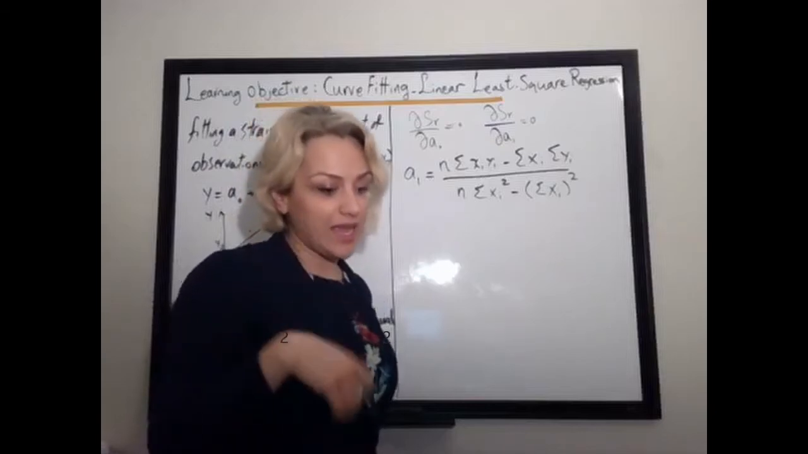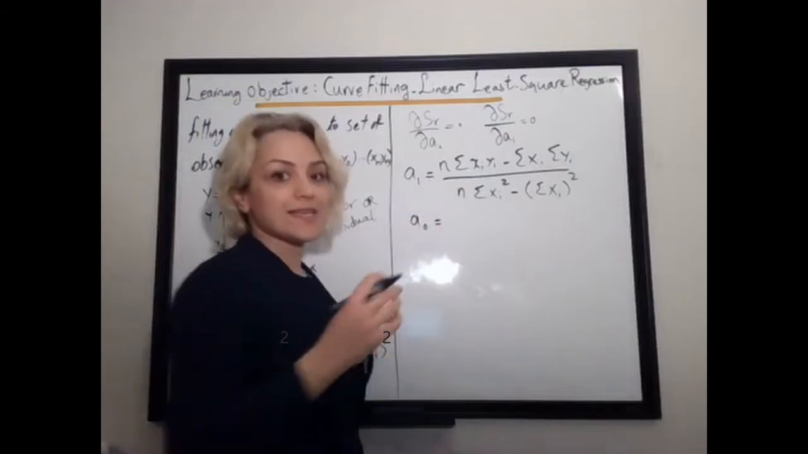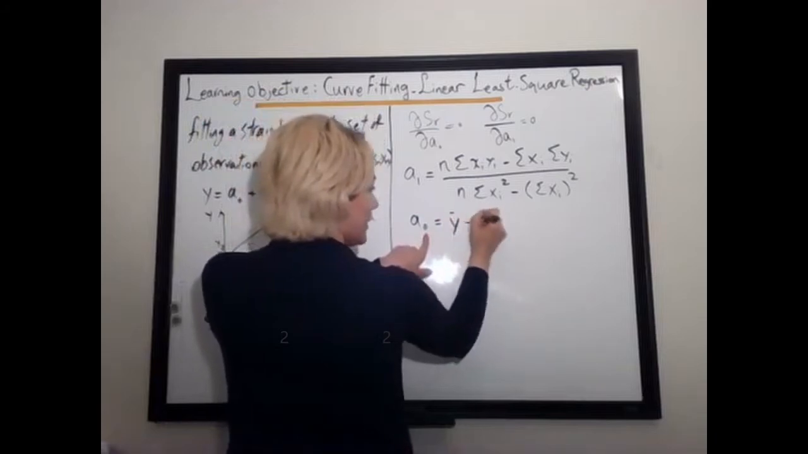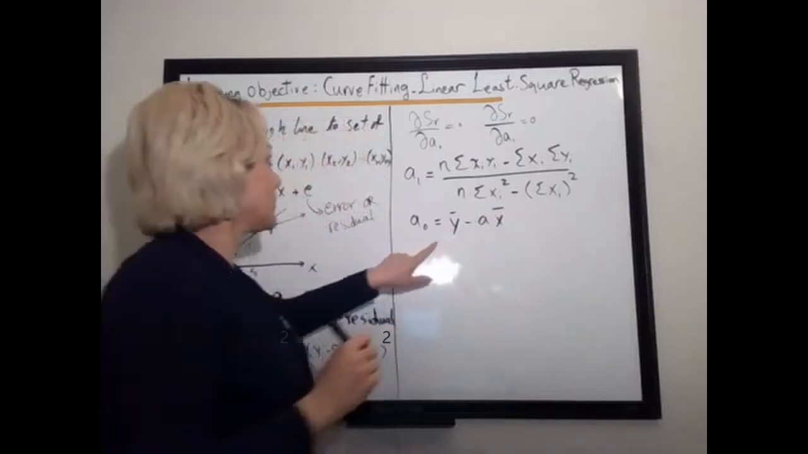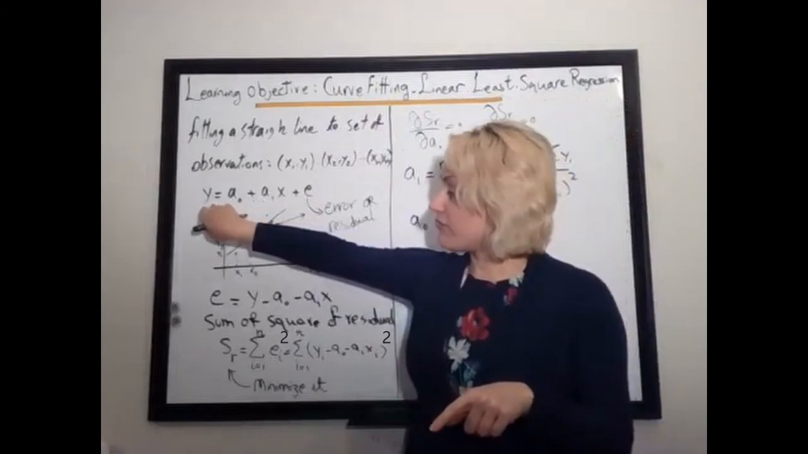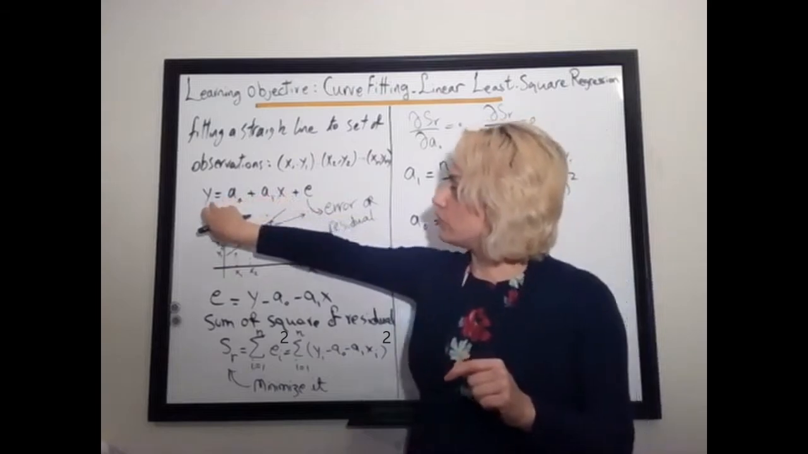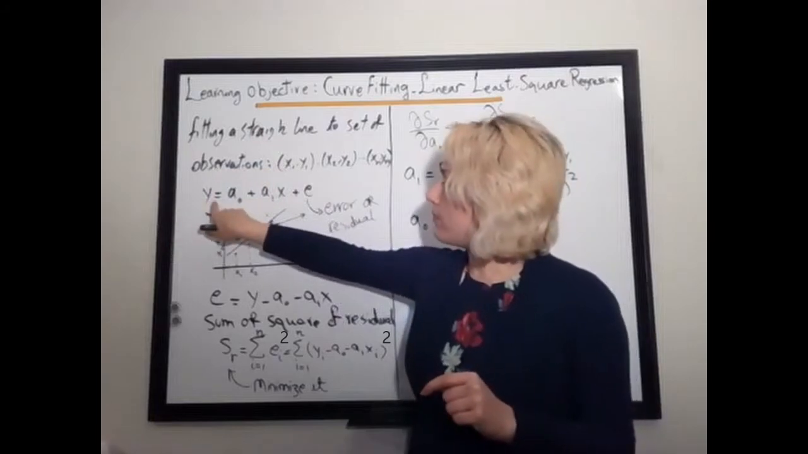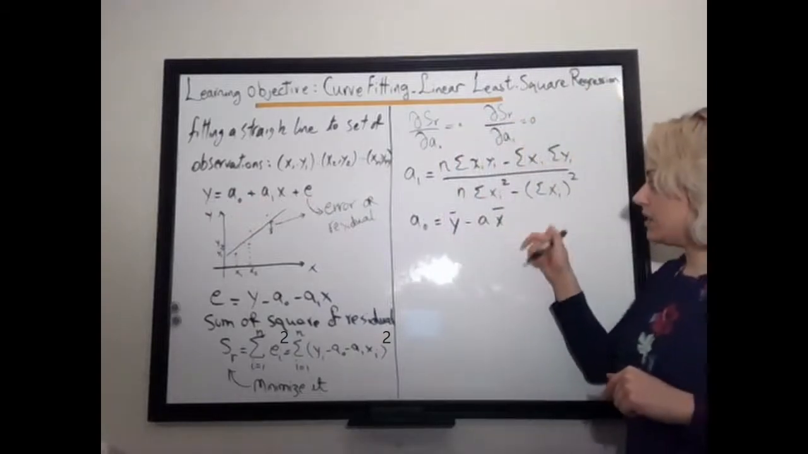And then we have the a0. For a0, we can say that a0 is equal to y bar minus a1 times x bar. So in fact, if I get the average of y and the average of x, I can say this a0 is equal to y bar, and we would move this a1 x to the other side. So it's going to be y bar minus a1 x bar.